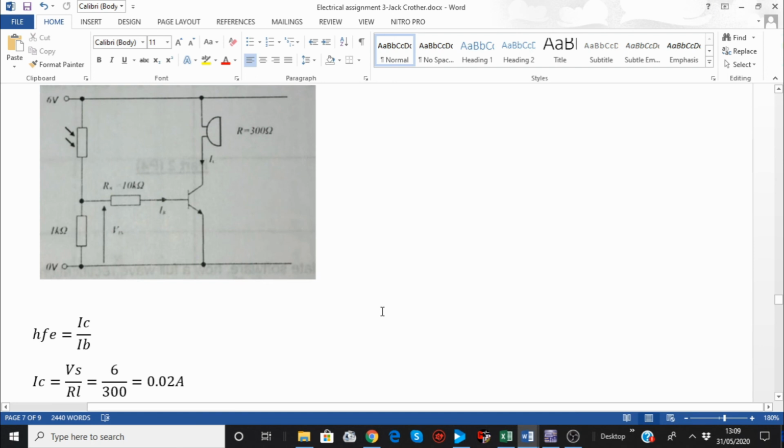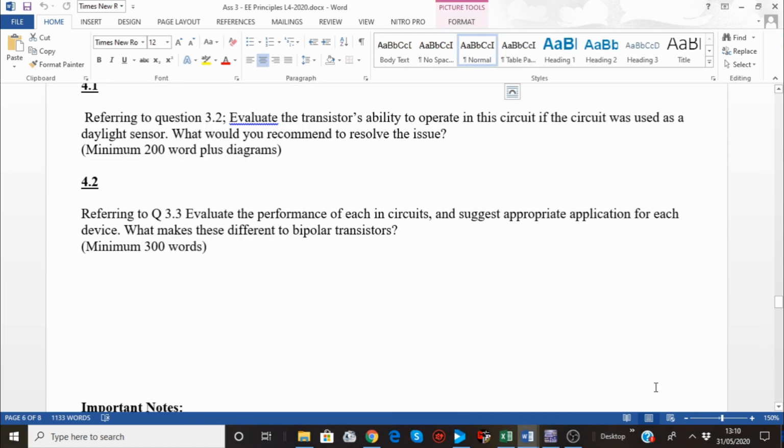Now that we solved this circuit, we found the IC, IB, the voltage of the input, the voltage of the output, and the power. Now we want to know what happens if we use this circuit as a daylight sensor, like we have in street lights. You know, they're night lights. They have night light sensors. But imagine if it was the opposite, a daylight sensor.